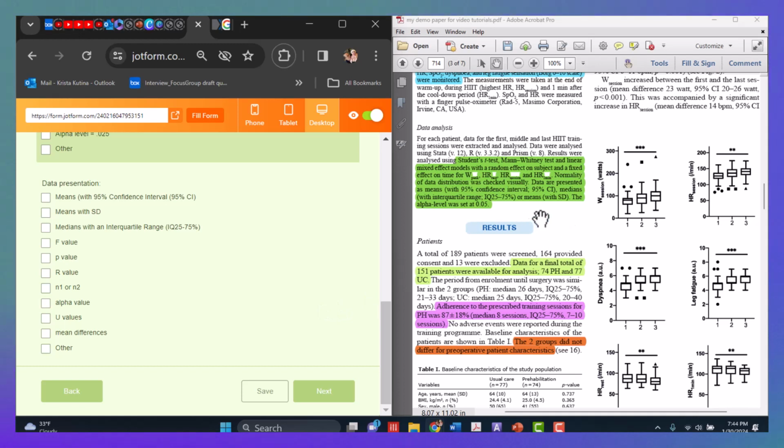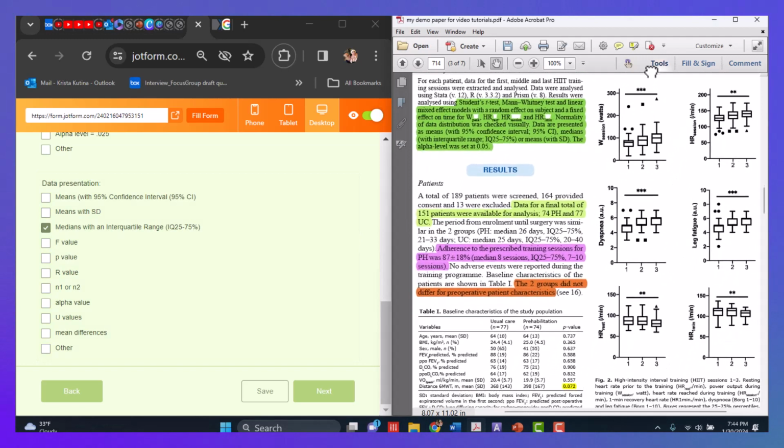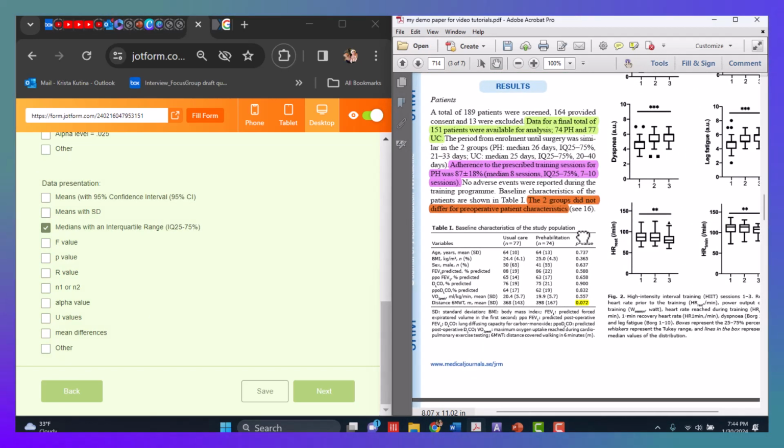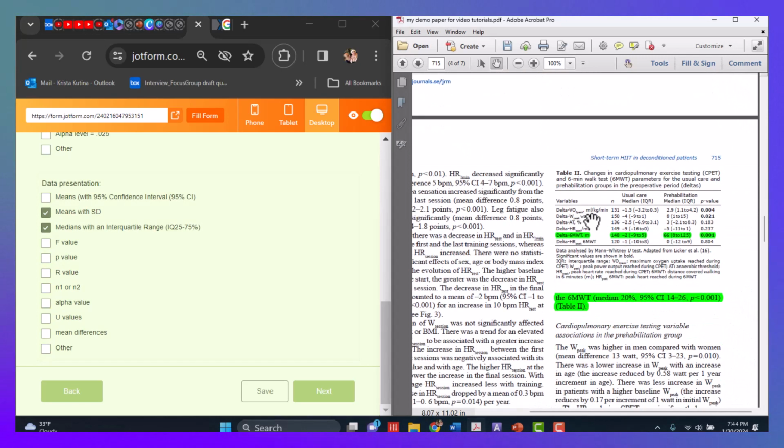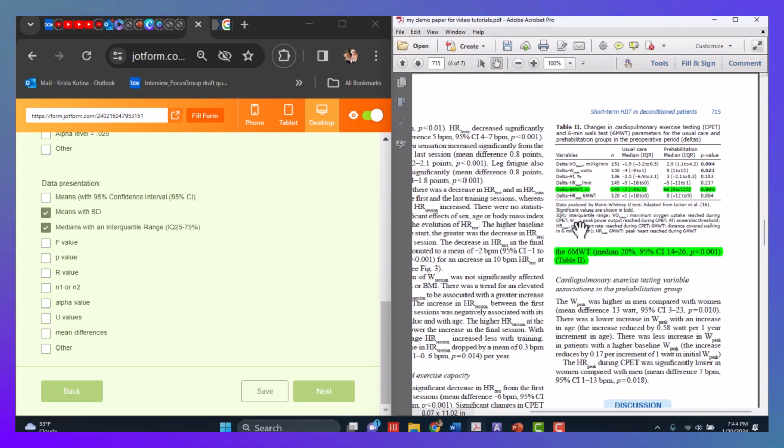So for this study, they presented medians primarily with the interquartile range. They did do some means with standard deviations. So again, we have to be careful. We're looking for the variable, the functional outcome that we are interested in. So here they use medians with an interquartile range revolving around the functional outcome we are interested in.